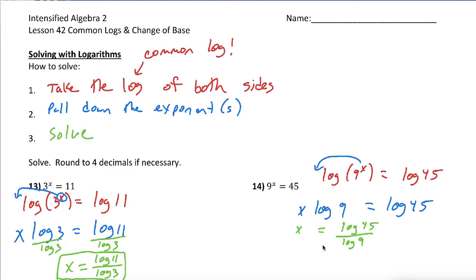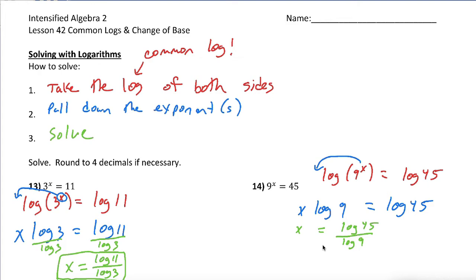But there is an important piece to realize here. We're not quite done here because we can simplify this. Be careful when I say that. I don't mean that you can reduce the fraction 45 over 9. That you definitely can't do. This doesn't say 45 over 9. The log of 45 divided by log of 9 as a fraction can't be simplified, but each log by itself can be.